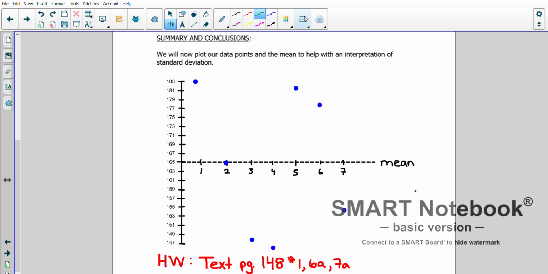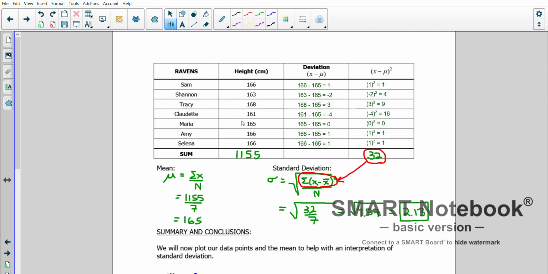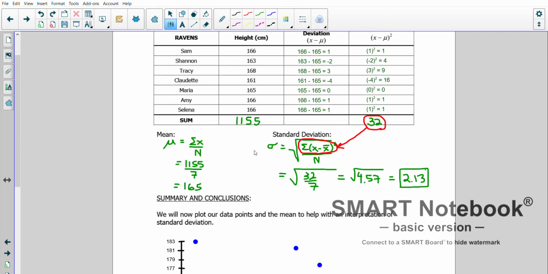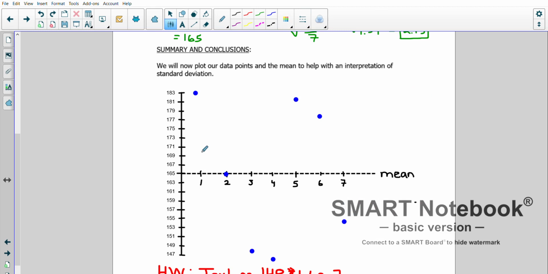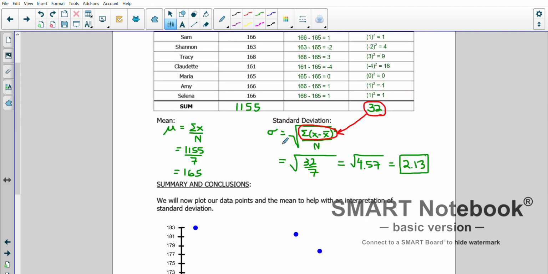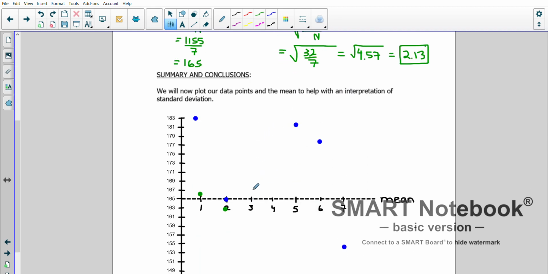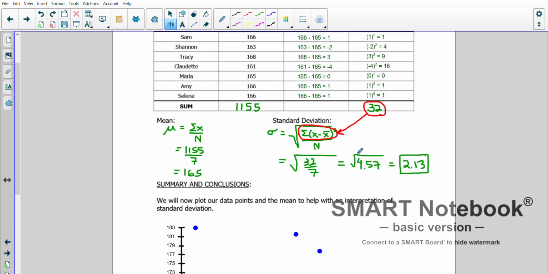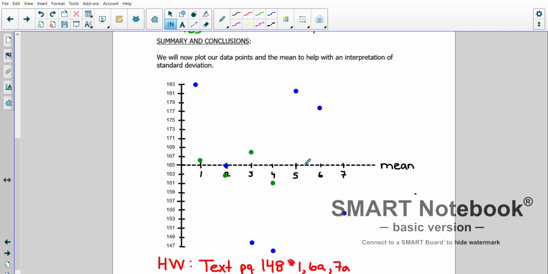So let's compare that to the Ravens, whose heights are 166, 163, 168. So here's 166, 163, 168, 161. So you see how these data points are already clustered around the mean a lot more. 165, 166, 166. So 165, 166, 166. So there you have it.